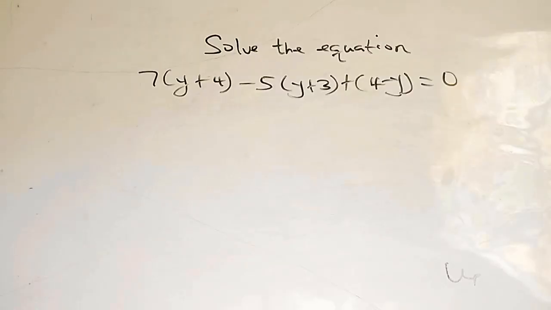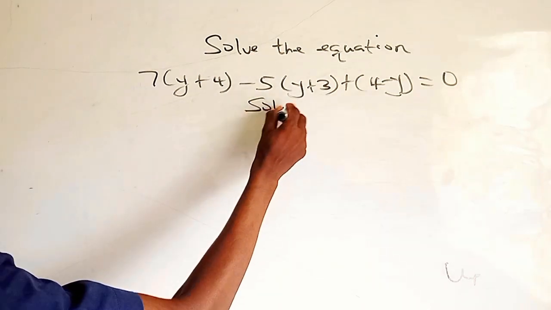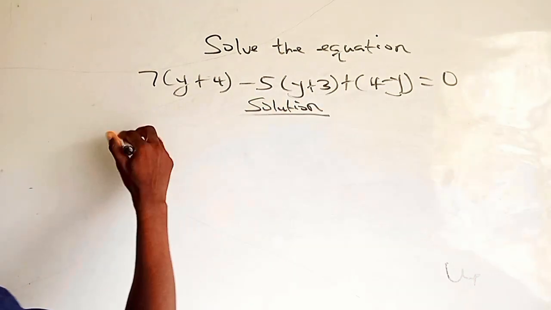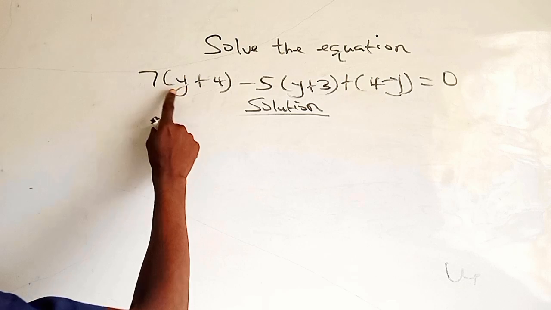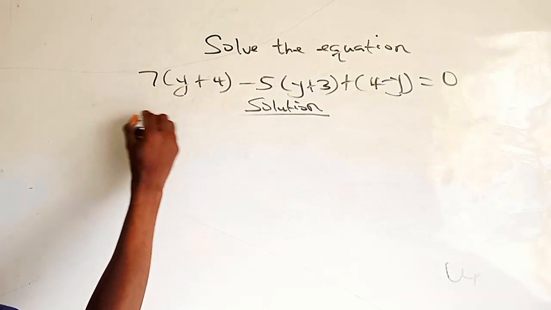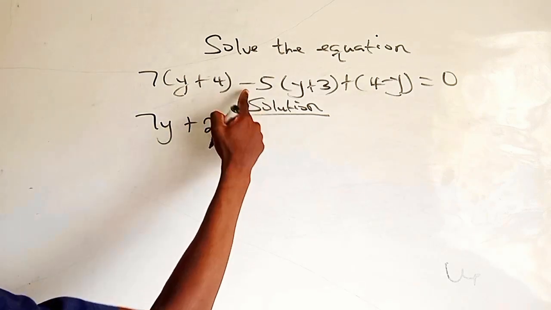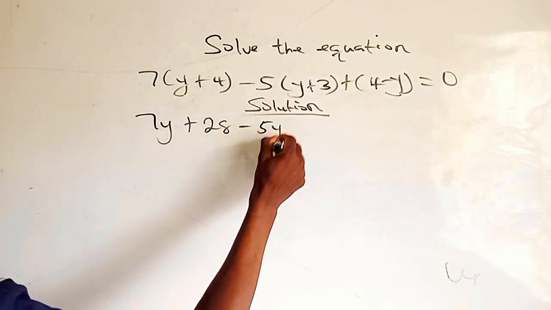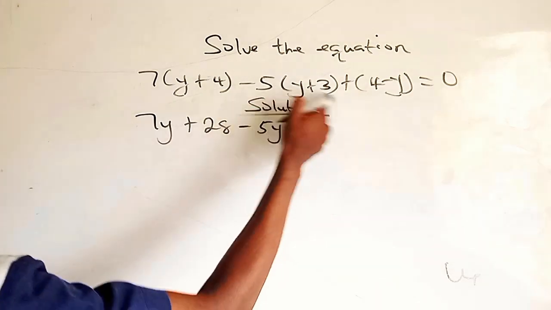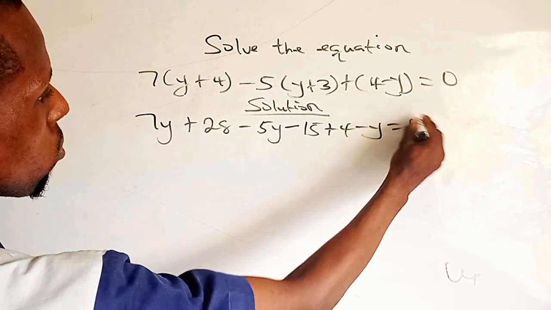Thank you very much. We have to solve this equation. So the solution: we multiply everything in the bracket with 7. 7 times y is 7y, plus 7 times 4 is 28, minus 5 times y is 5y, minus times plus is minus, 5 times 3 is 15, plus 4 minus y equals 0.